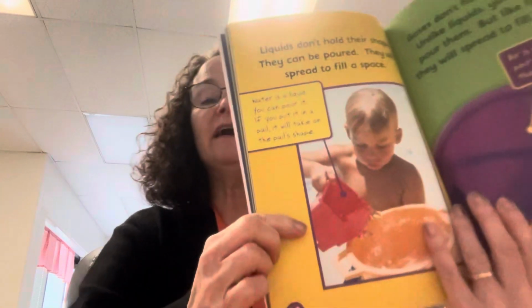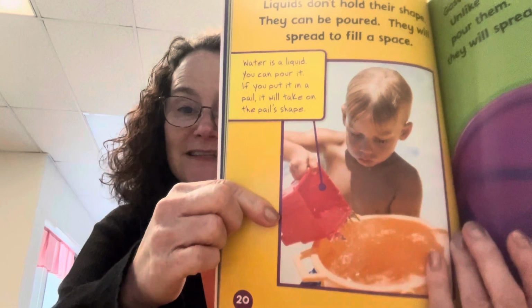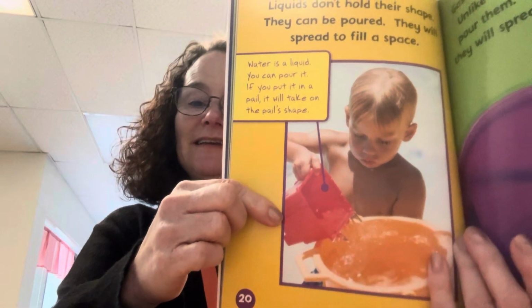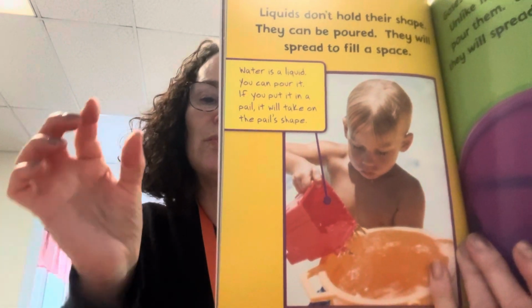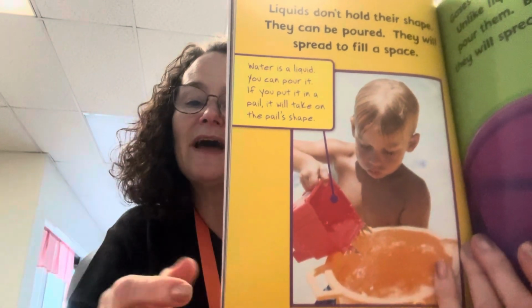Liquids don't hold their shape. They can be poured, and they will spread to fill a space. Water is a liquid. You can pour it. If you put it in a pail, it will take the shape of a pail. If you pour it into a glass, it'll take the shape of a glass. If you pour it into a fancy little vase or a perfume bottle, it'll take that shape.